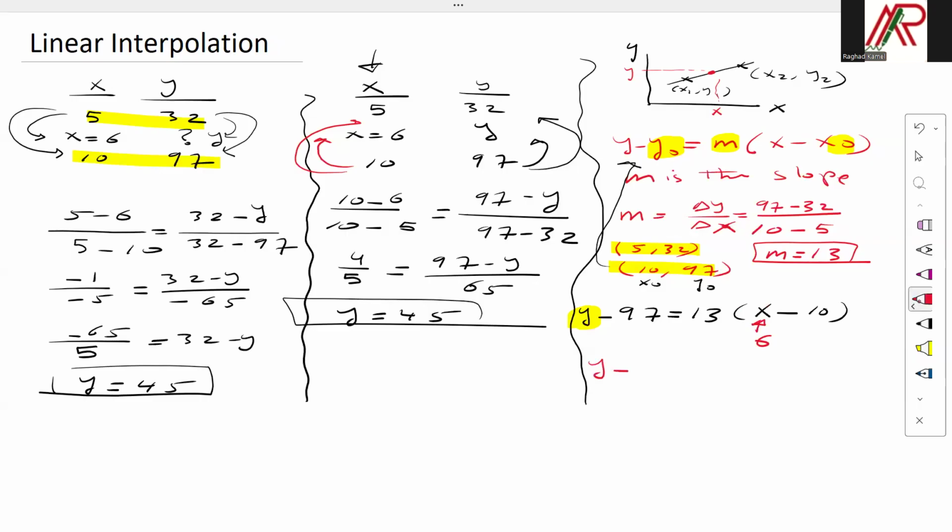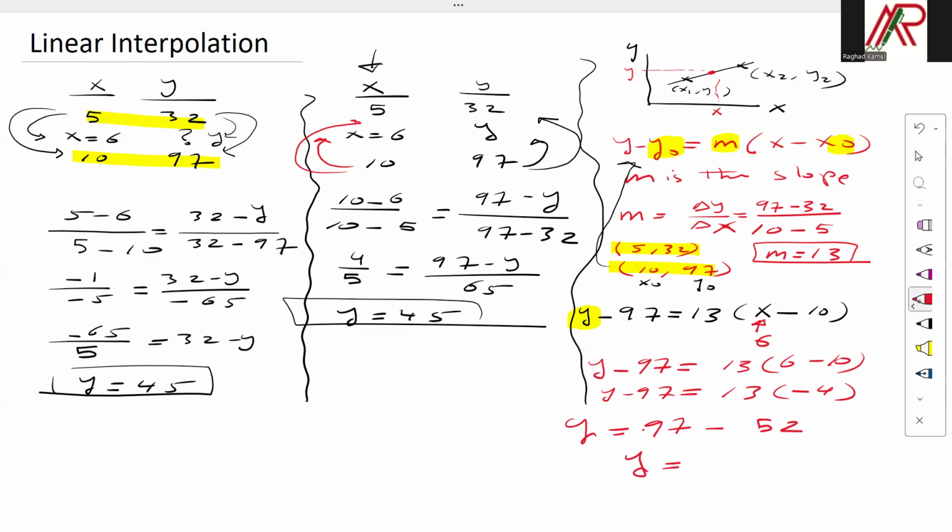So y minus 97 equals 13 times 6 minus 10, 13 multiplied by minus 4, and then y equals 97 minus 52. And y in this case is 45. So we have the same answer.